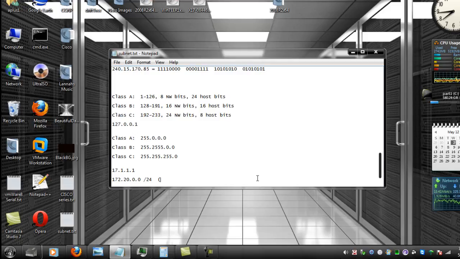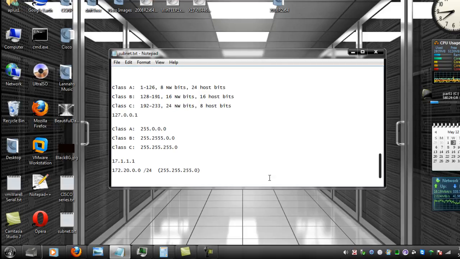And the /24 is the same thing as 255.255.255.0. So first off, we know what class? This would be a class B. So our default mask for this is actually 255.255.0.0. Class B default.